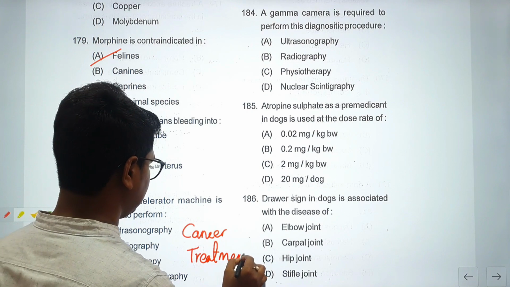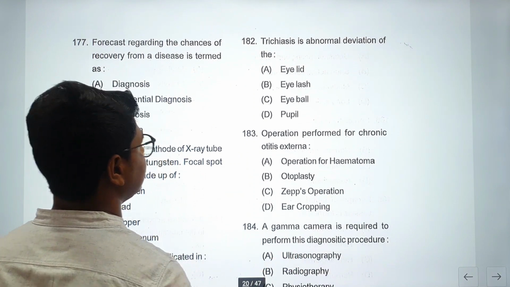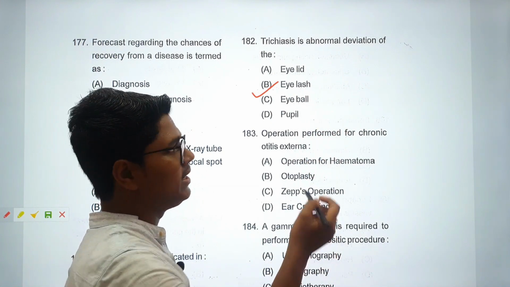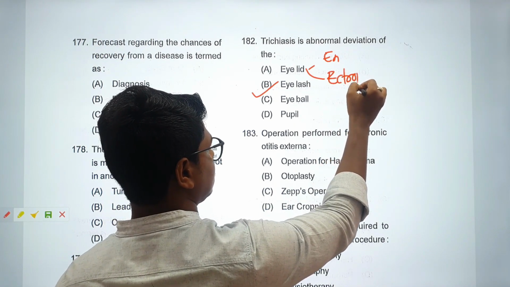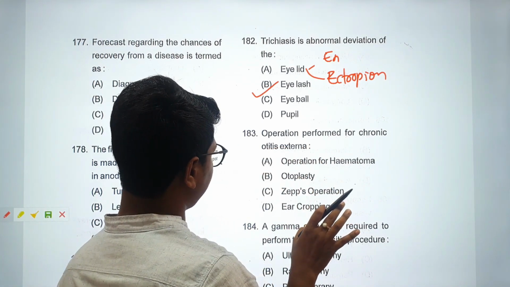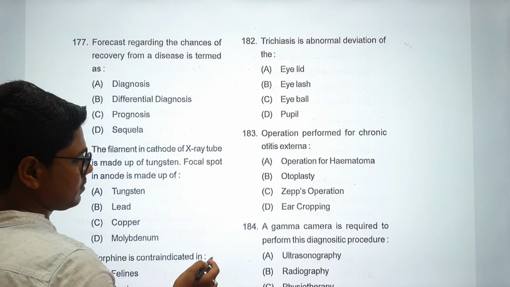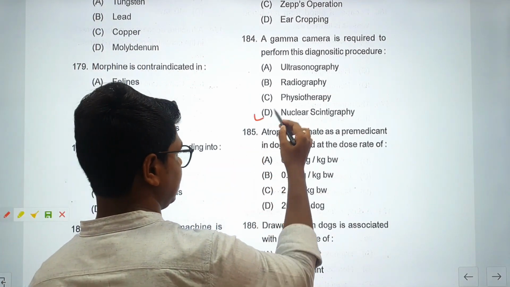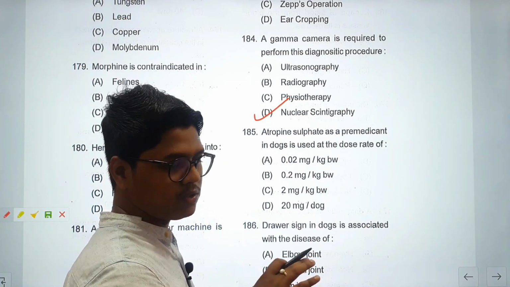Okay, they are very useful and practiced in humans. Next question. Trichiasis means anything related to eyelash. If there is any abnormal deficiency of the eyelid, it is entropion or ectropion. For the eyeball you will find the term squint. The operation performed for chronic otitis is a very common question in surgery, Jeff's operation. A gamma camera is required to perform scintigraphy, a diagnostic procedure, nuclear scintigraphy. Atropine sulfate is premedicated at a dose rate of 0.02 to 0.04 mg per kg body weight.